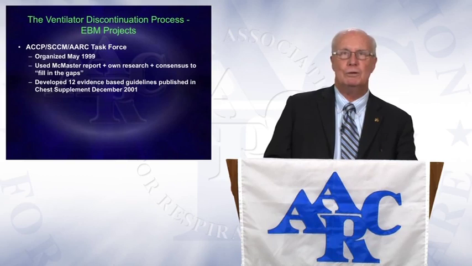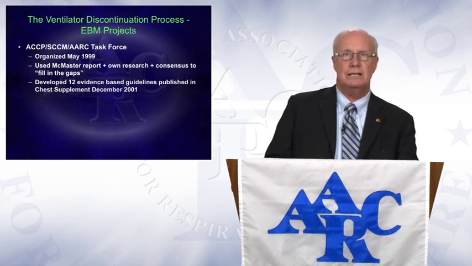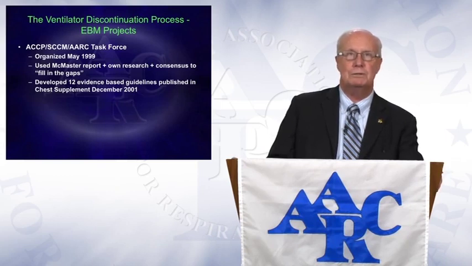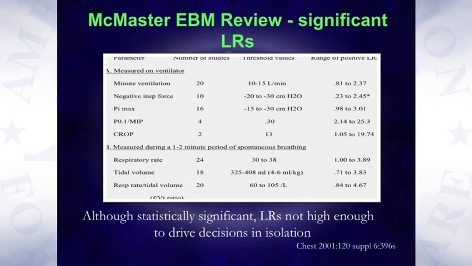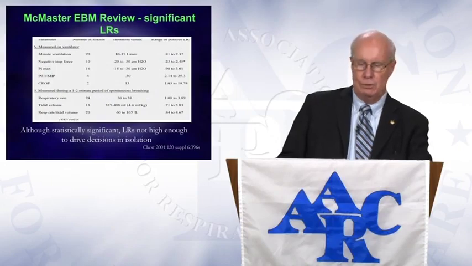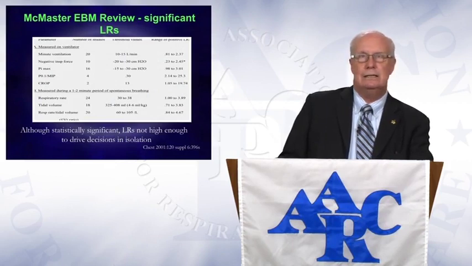and came up with a number of parameters that were useful, and the guidelines committee took this information and created, as I said, 12 important evidence-based guidelines that were published in Chest and also the summary in Respiratory Care in December 2001, January 2002. What were these guidelines built on, and what do they specifically say? So this is the McMaster review, and they found 88 parameters that had been studied looking for predictors to guide the discontinuation process. And after reviewing this literature very carefully, they found 8 that were really quite helpful.